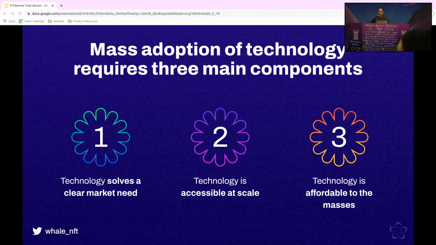We need a clear market need. We need clear accessibility and affordability across use cases. And before these three components are met, there is this huge period of growth and experimentation that needs to happen in order for innovation to come through in a digestible medium for mass market appeal. So the best way to articulate this path is to study technology adoption from the past.